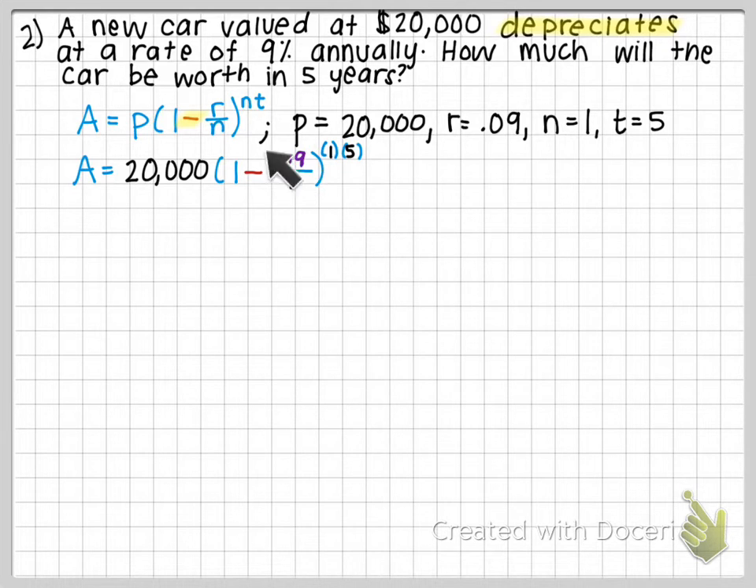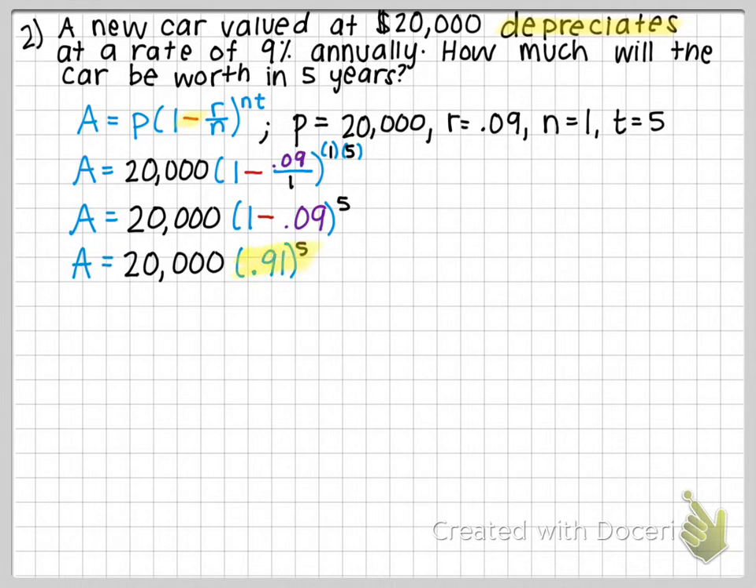So let's do this part first. 0.09 divided by 1 is just 0.09. Keep everything else the same. 1 times 5 is 5. Now we're going to do what's inside the parentheses and then raise it to the exponent. So 0.91 raised to the 5. So 1 minus 0.09 is 0.91 raised to the 5th power. I'm going to do this first.